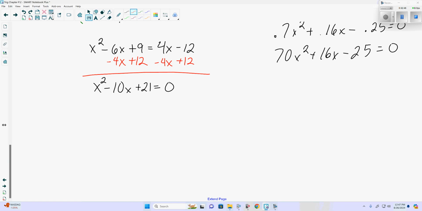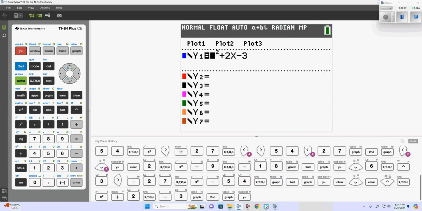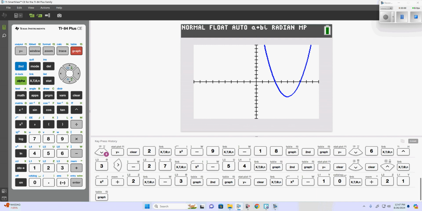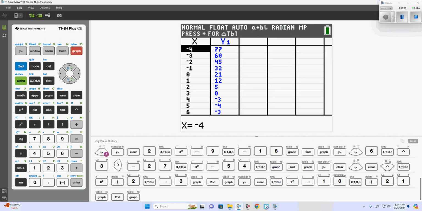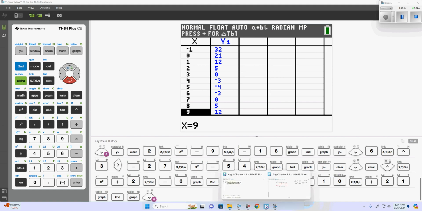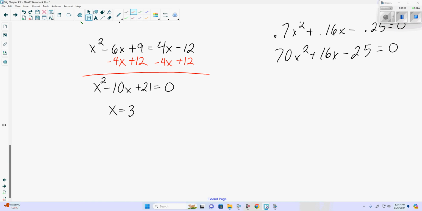That'd be nice if it graphed, yes? Let's see. x squared minus 10x plus 21. Second graph. 3 and 7. And those are the two values of x that give us the y value of 0. Done. Questions on this here?